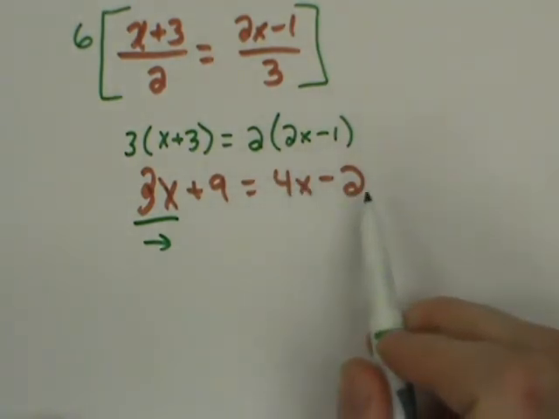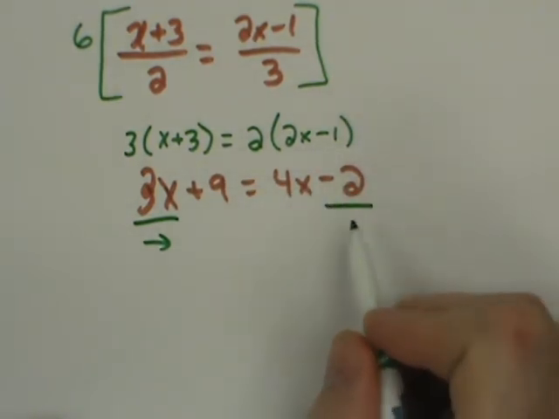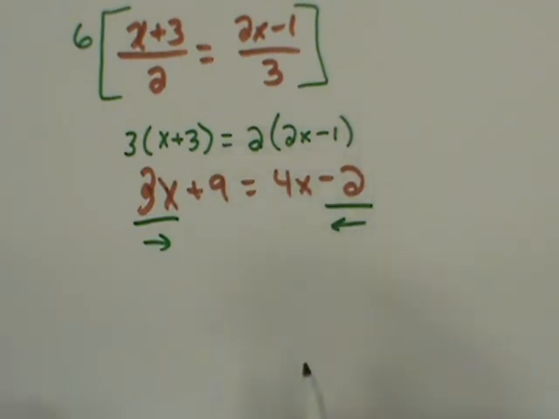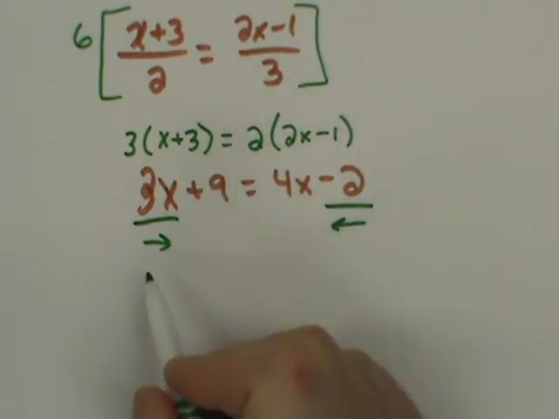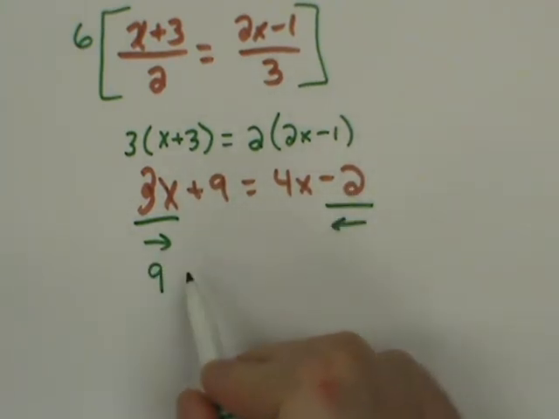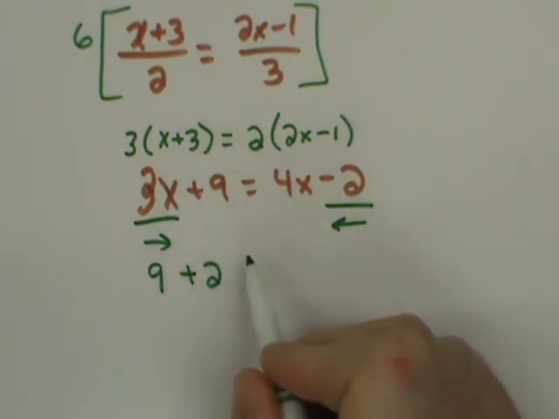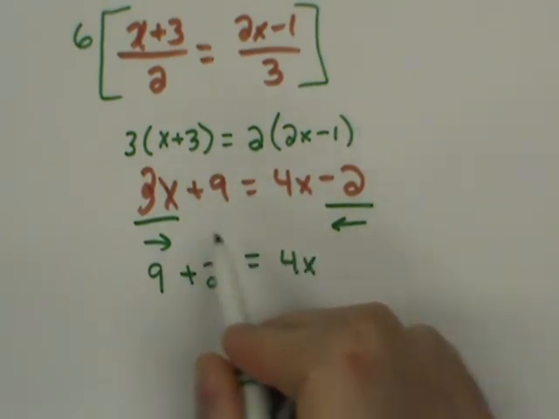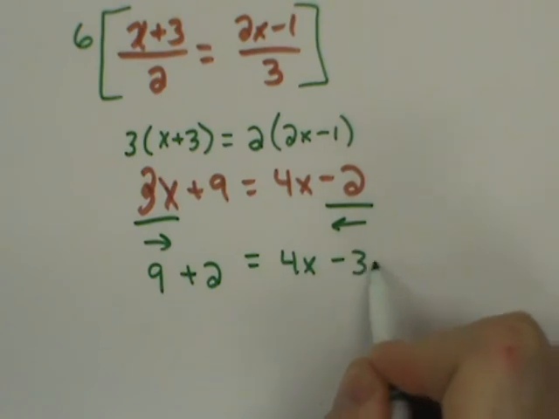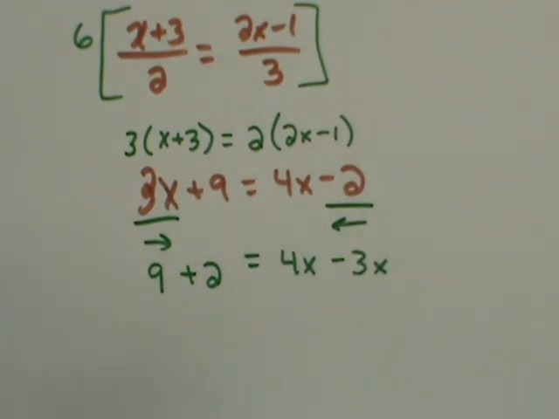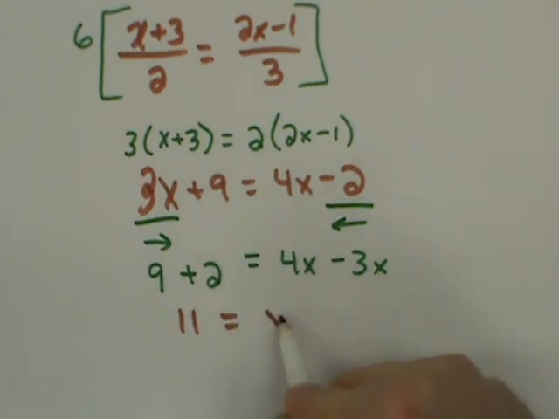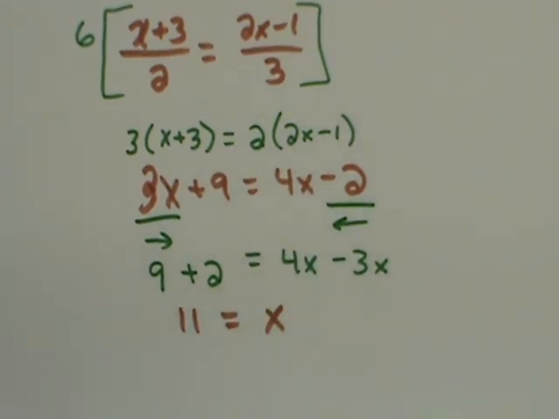If this side is going to be dedicated to variables, that negative 2 needs to get out of there, so we'll move it across the other direction. And so I can rewrite this as 9 plus 2 equaling 4x, this comes over as minus 3x. So 9 plus 2 is 11, equaling x. So you got an x equal 11.